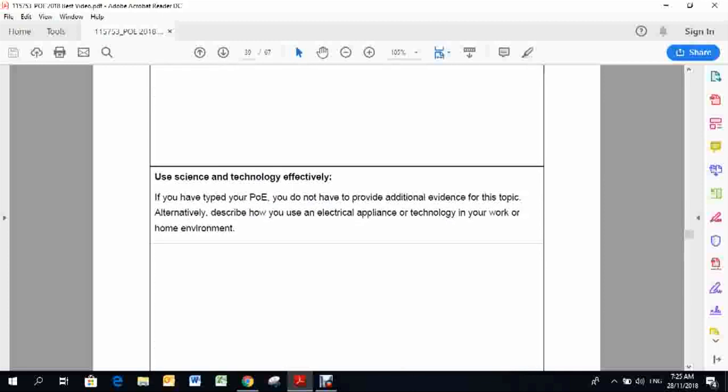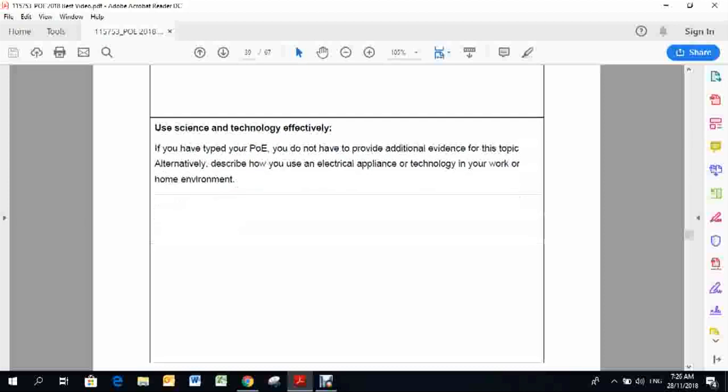We then move to use science and technology effectively. Some of the people don't want to write, so they'll take this document and start typing, and when they type, they attach their documents in the portfolio. If you've typed this document, you don't need to prove that you are able to use science and technology effectively. But if you did not, then you need to indicate to us that you are able to type. Particularly for this question, you can type this question only and continue writing the other, just to prove that you are able to use a computer and science and technology effectively.